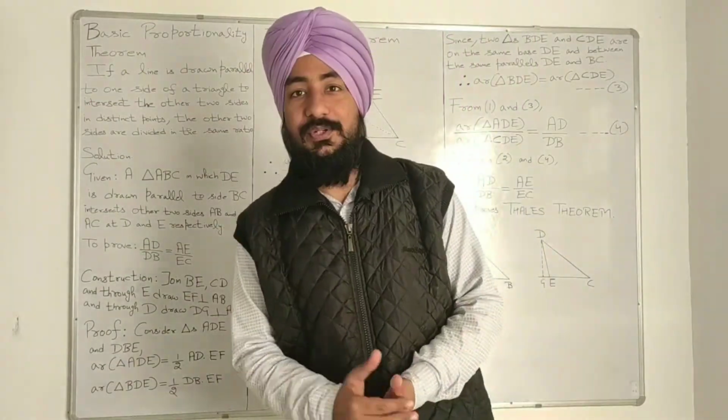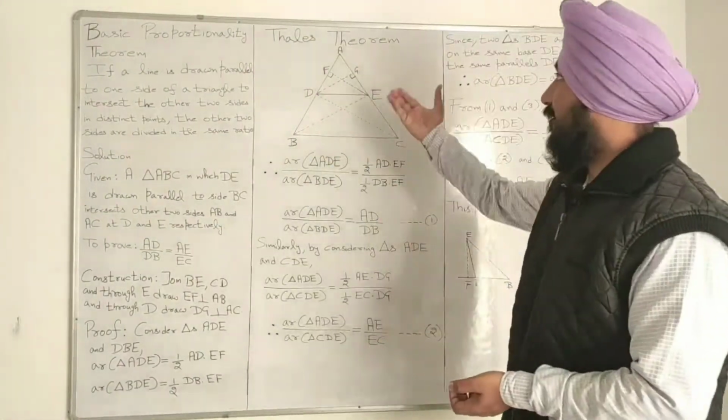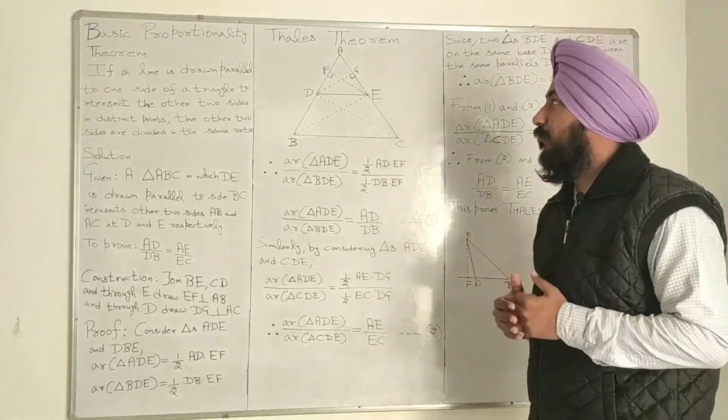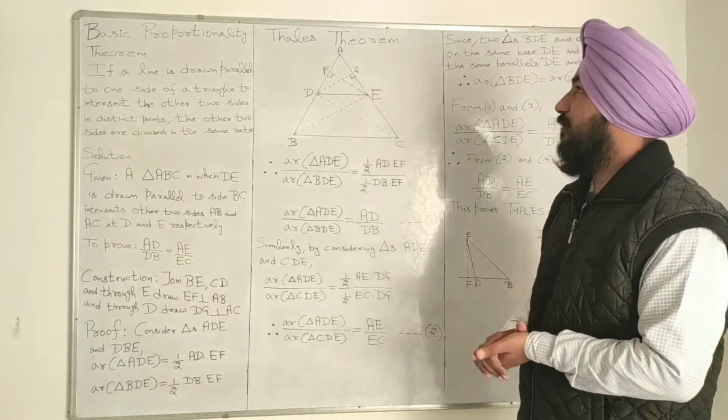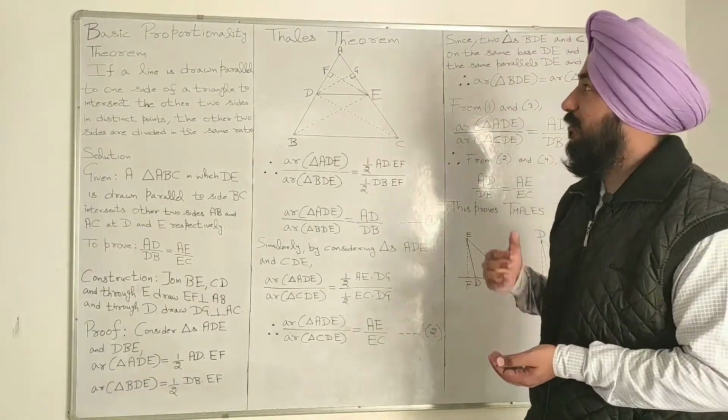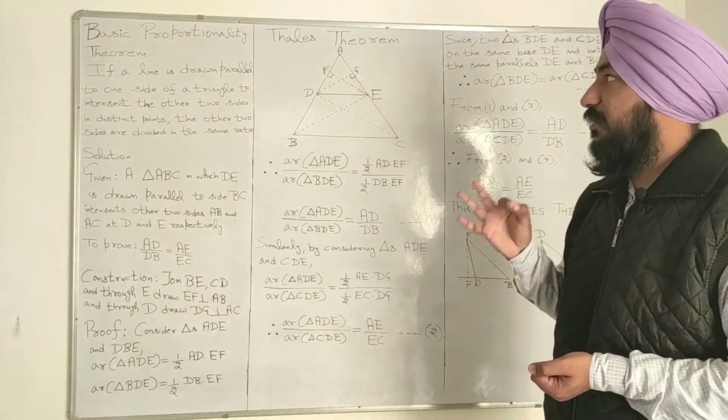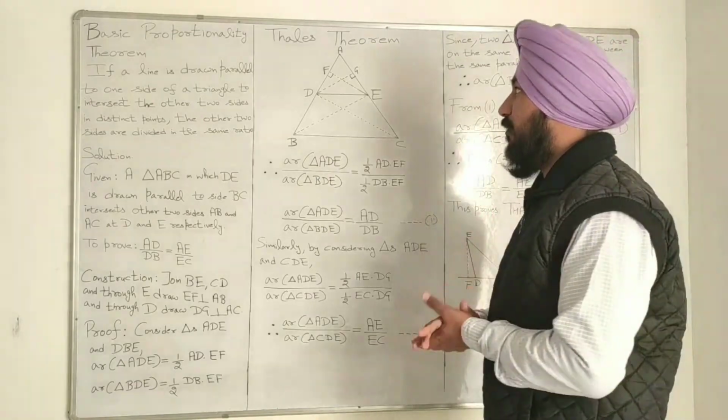Students, today we are going to study Thales theorem, and the second name of this theorem is basic proportionality theorem. Okay, so I'm going to start Thales theorem, which is also known as basic proportionality theorem. So what is the statement of this theorem?